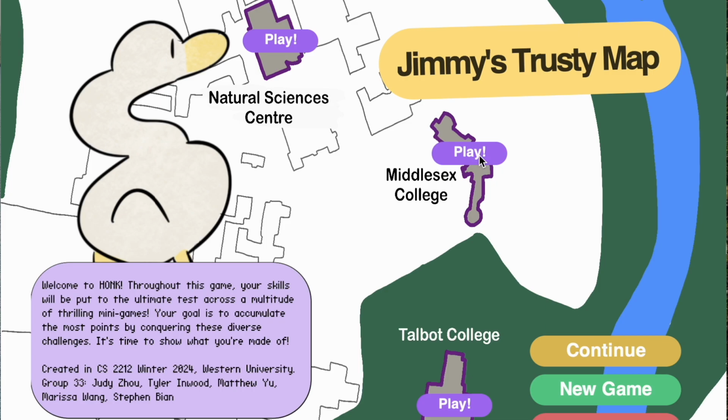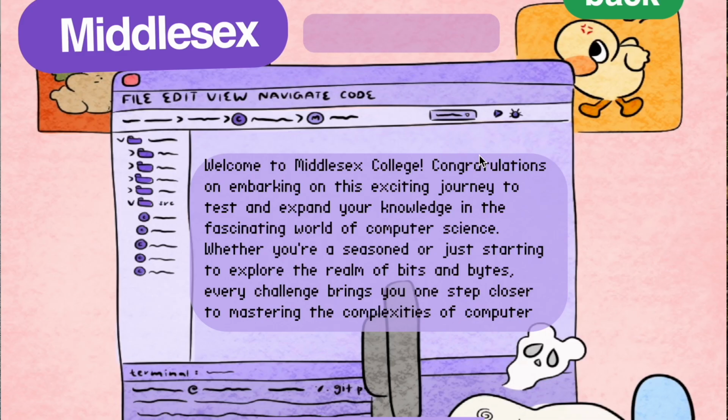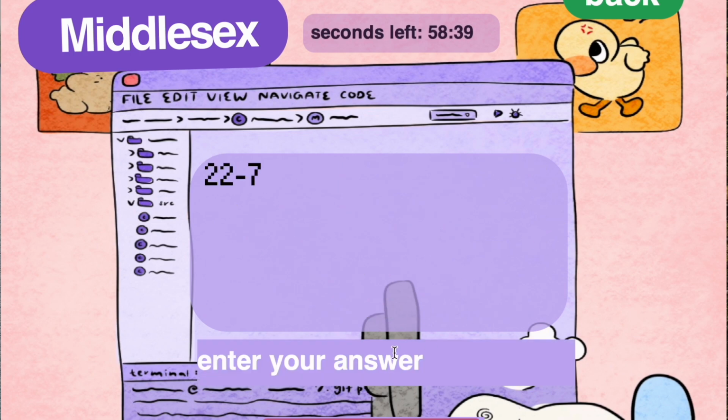Now, let's go into our main game, Middlesex College. Middlesex College is basically a computer science and math game that helps our user practice their quick math skills. Here you can see that we have a 60-second timer, and you're able to answer questions with either the return button or our submit button. This way we use both keyboard and shortcuts.